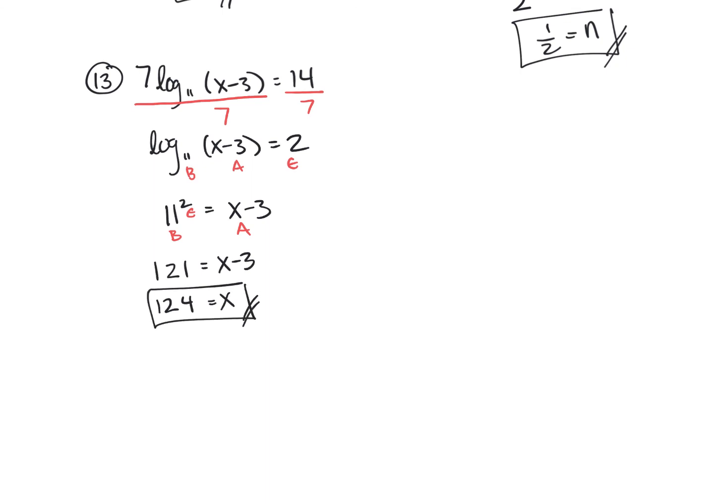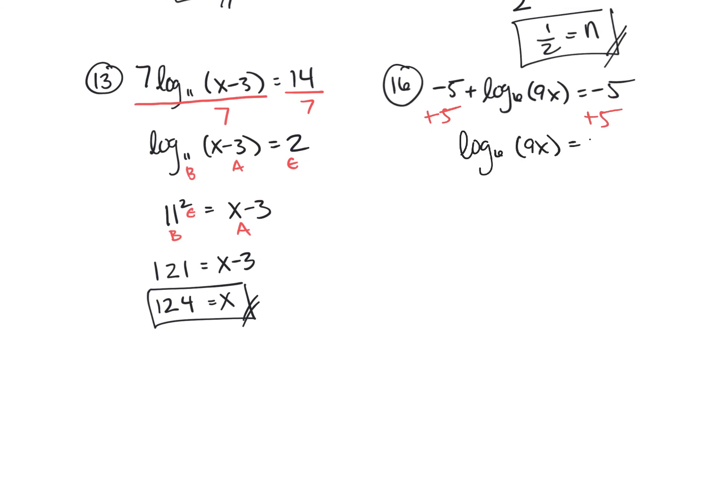Let's try just one more problem. Problem number 16 is negative 5 plus log base 6 of 9x is equal to negative 5. So we've got a log on one side and a number on the other. We're going to want to rearrange, but first we have to get rid of everything outside the log, meaning this negative 5. So I'm going to add 5 to both sides. We get log base 6 of 9x is equal to 0.